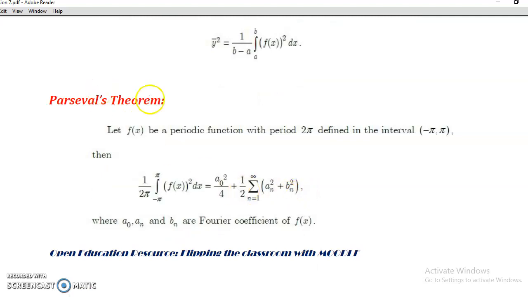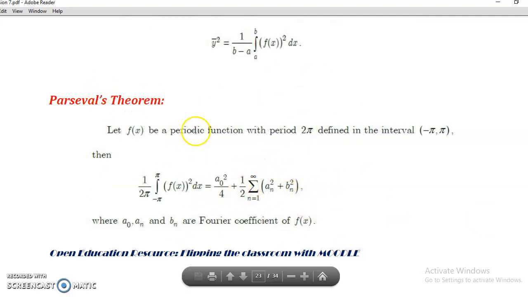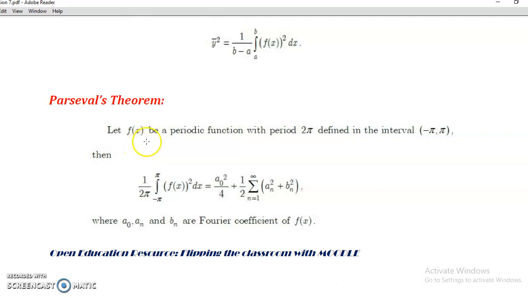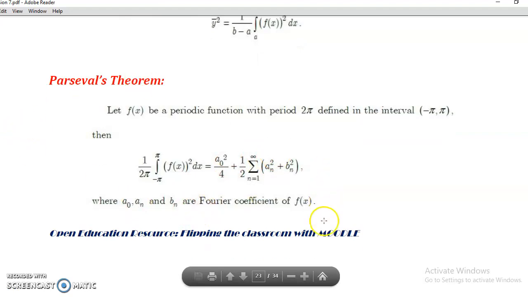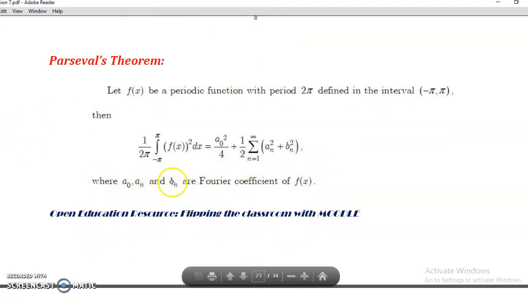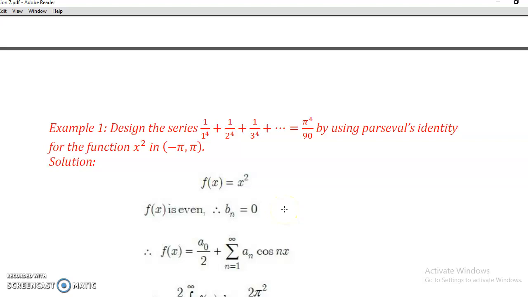So Parseval's theorem, excluding proof, and the statement is: let f of x be a periodic function with period 2 pi defined in the interval minus pi comma pi. Then this is the formula for Parseval's theorem, where a0, an and bn, you all know about these, are Fourier coefficients.